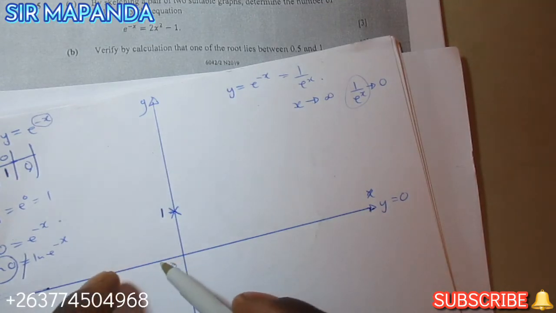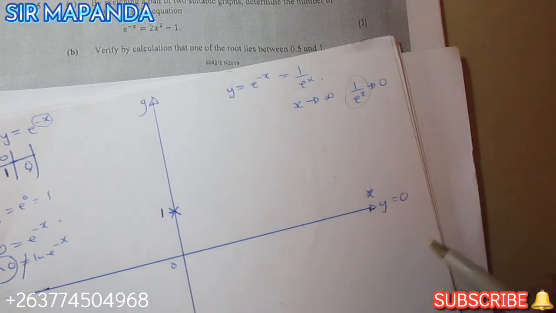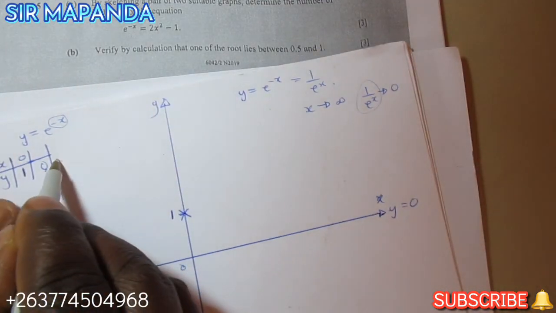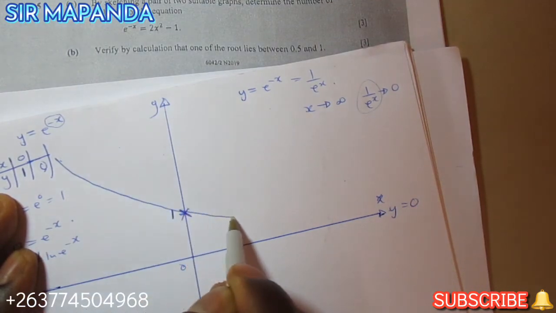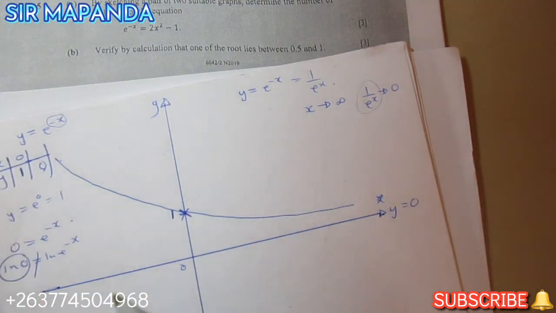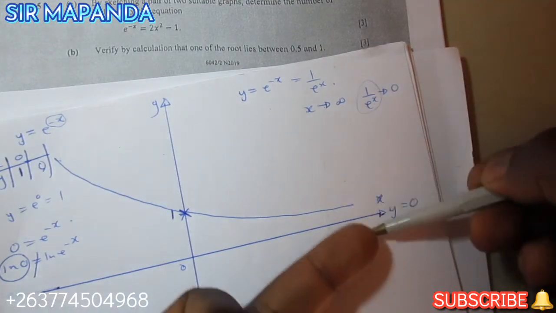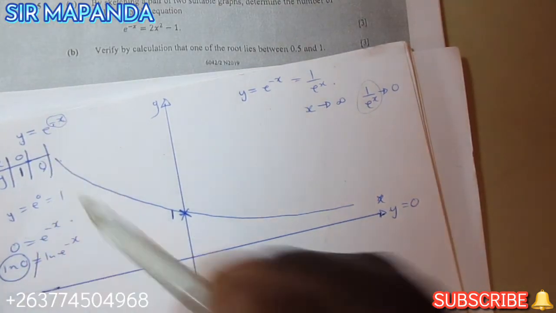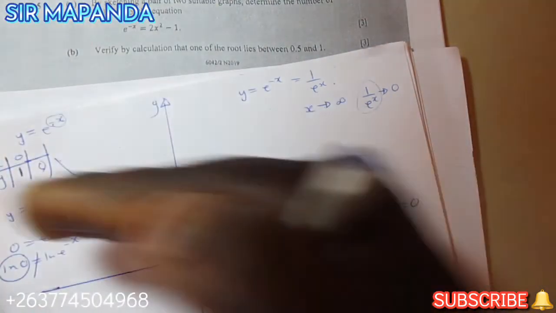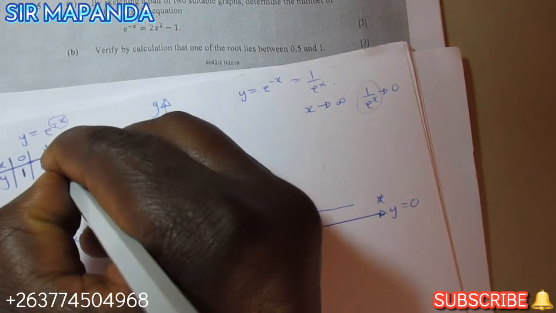So as the values of x are increasing, this function tends to approach 0. So we are going to draw our curve using this shape, showing that as the values of x are increasing, this tends to approach 0. I hope you are following. And this negative x indicates that we have a leftward shift, something like this. I hope you are following, class.